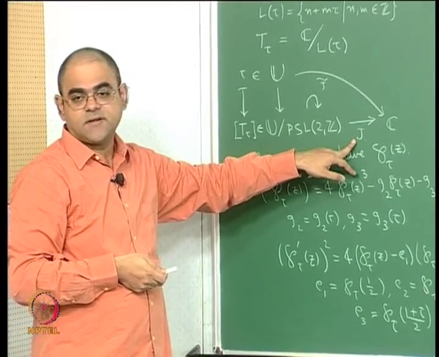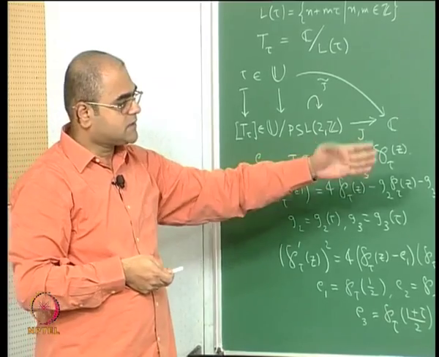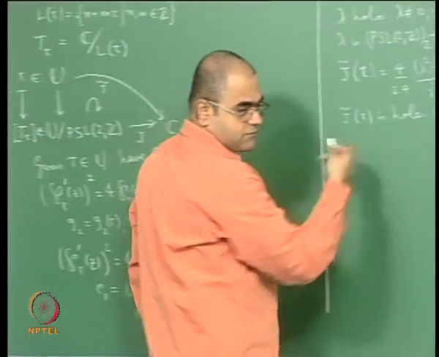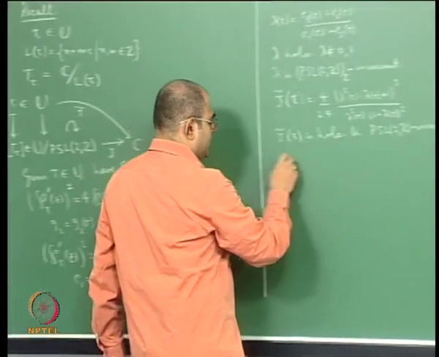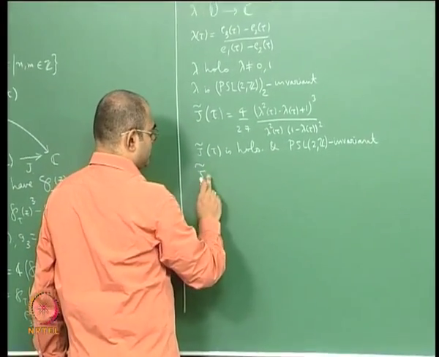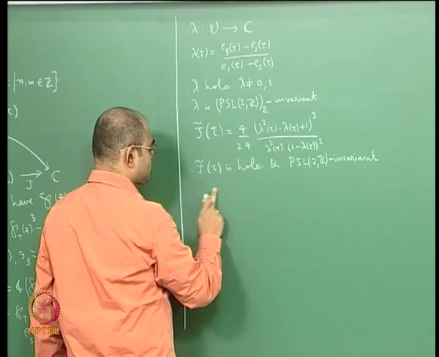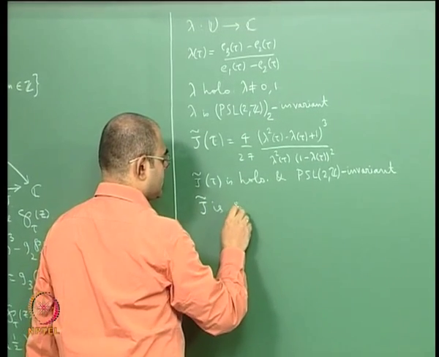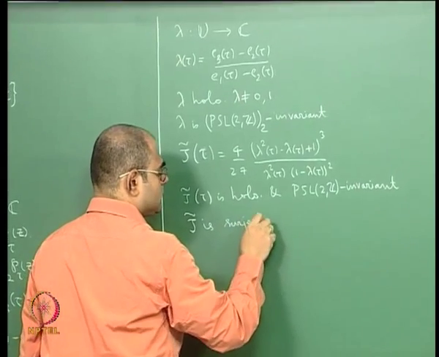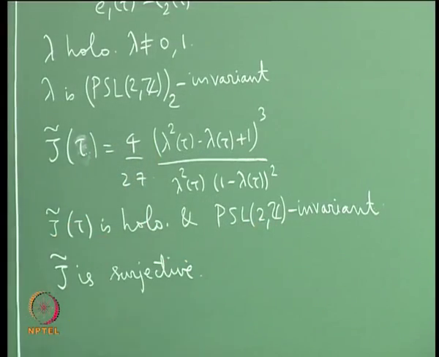The surjectivity has already been proved, essentially because of the use of the fundamental theorem of algebra. So let me write that down: j tilde is surjective, that has already been proved in an earlier lecture.